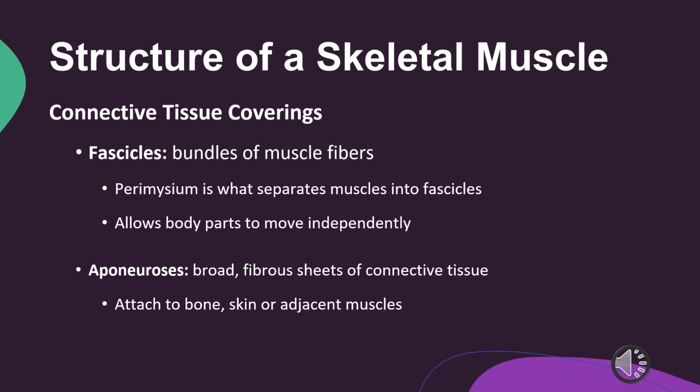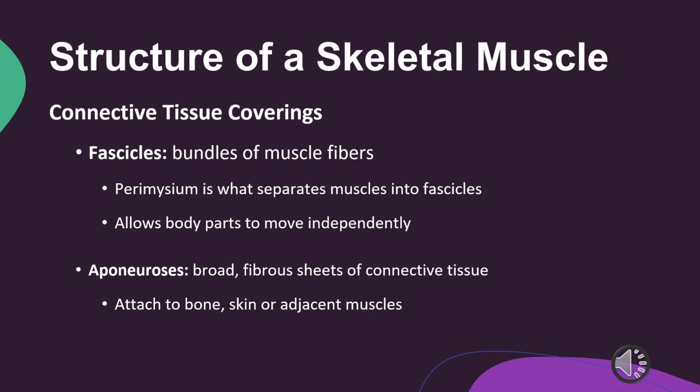Surrounding each fascicle is another layer of connective tissue, and this is called the perimysium. This layer does two really important things. It separates muscle fibers into functional units so they can contract in a coordinated way, and it also allows different parts of the muscle to move independently without interfering with each other.